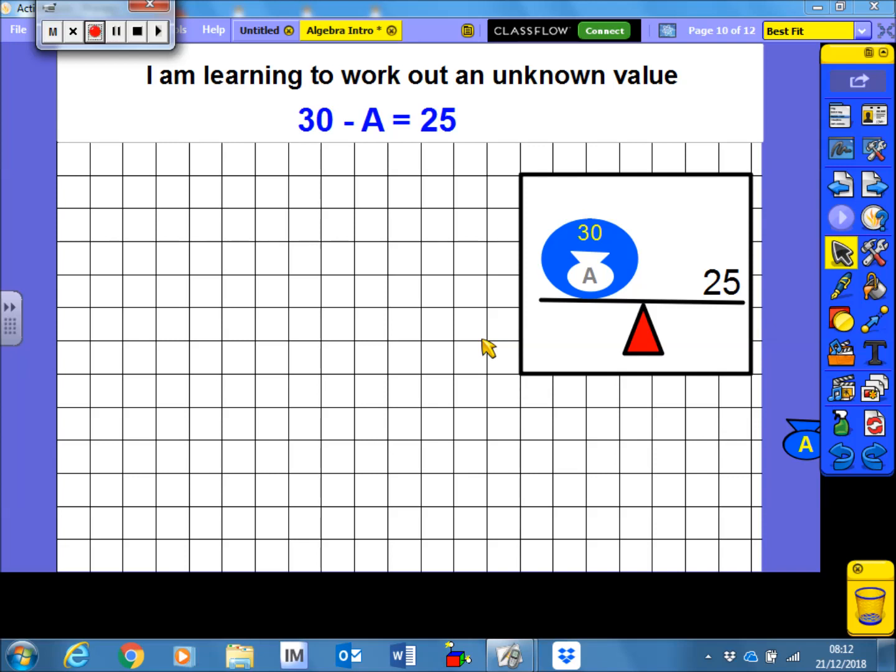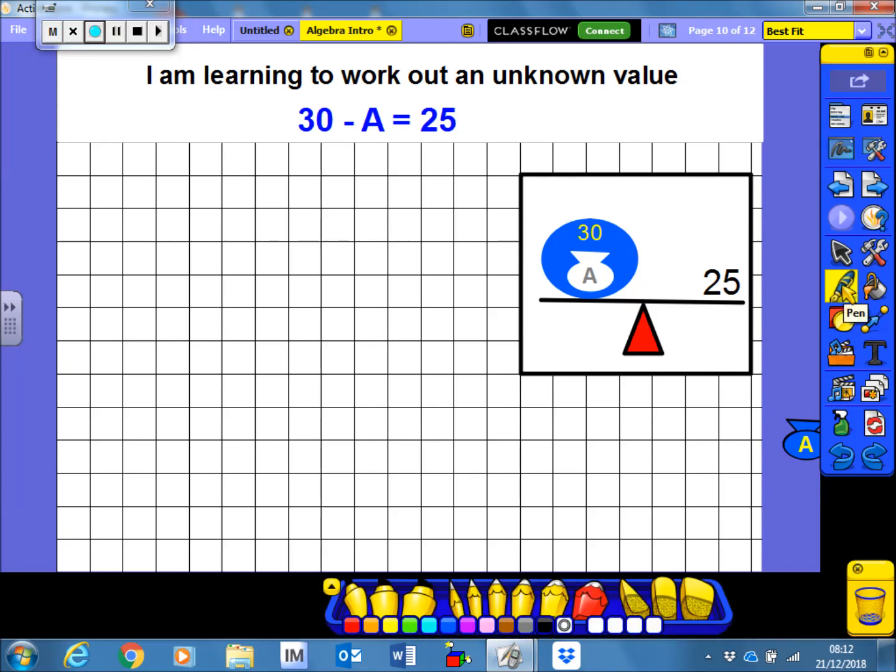So, looking at this problem here, what we're being told is that we've got 30 take away something equals 25. So 30 take away what equals 25. Now, if we're just thinking of this in a fill-in-the-blanks way, we can get the answer quite easily. Well, 30 take away 5 equals 25. So already we've worked out that A equals 5. And we're able to do that just purely in our heads.